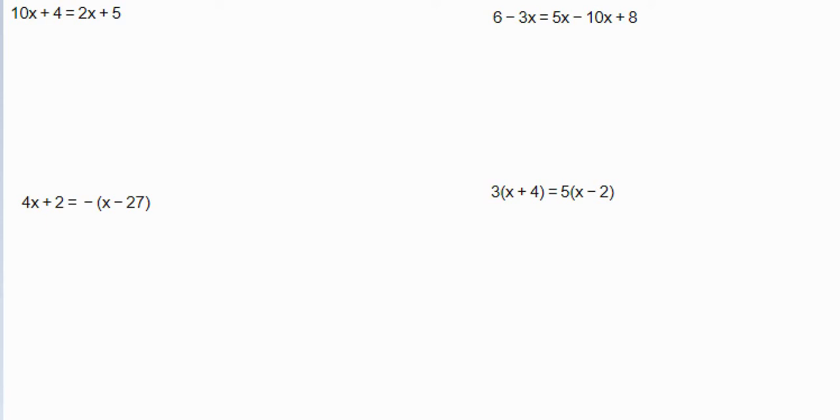So we're going to solve these linear equations that take multiple steps. I'm going to start with the top left one: 10x plus 4 equals 2x plus 5. There are multiple right ways to do this. I like to get all my letters to one side first.